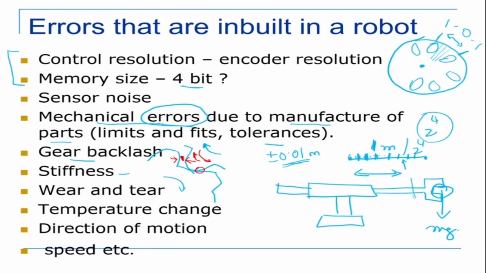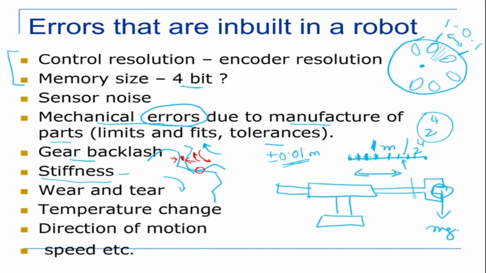Because this is not an ideal rigid body, it will have some stiffness irrespective of how strong it is. It is going to have some amount of flexibility, and because of which it will have a little bit of deflection. That is the effect of stiffness. What about wear and tear?